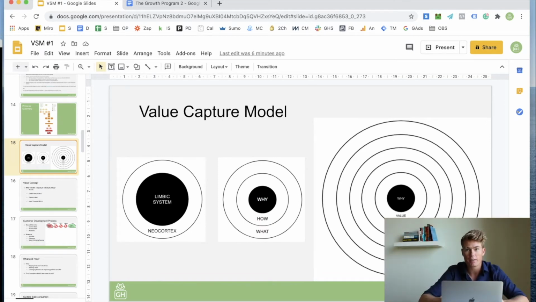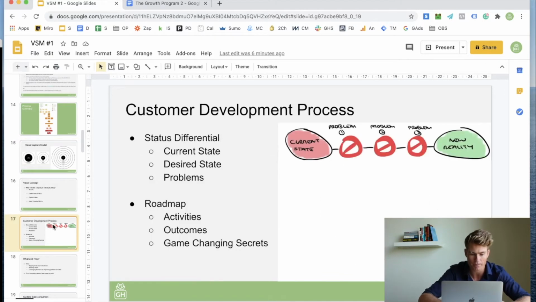So the next phase of the value capture model is the status differential and the roadmap, and I group this into what is known as the customer development process. So in this customer development process, we're trying to fully understand our niche, and namely we want to understand where they are now, where they want to get to, and the problems that they are going to face along the way, okay, if they try and go on that journey from current state to desired state. And by doing this, we're able to then communicate really well with our niche. We're able to understand the problems that they are facing, and when we hit those problems with our copy and with our marketing and with our solution, we're going to find that it really resonates with them, and they're going to be willing to move to the next stage with us.